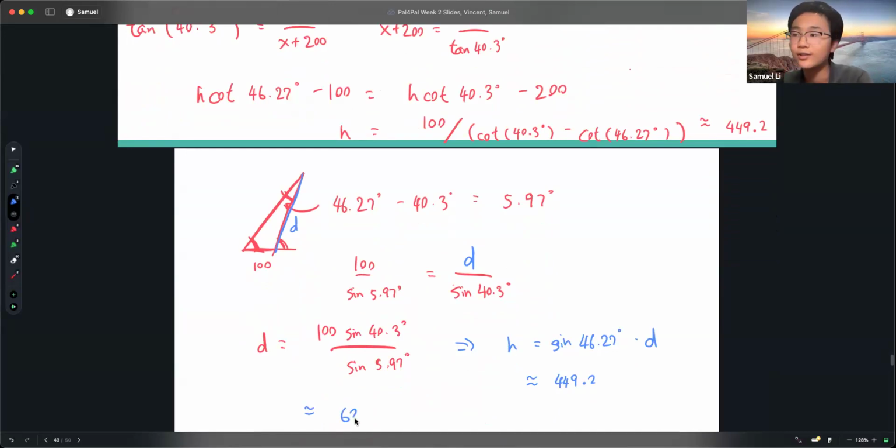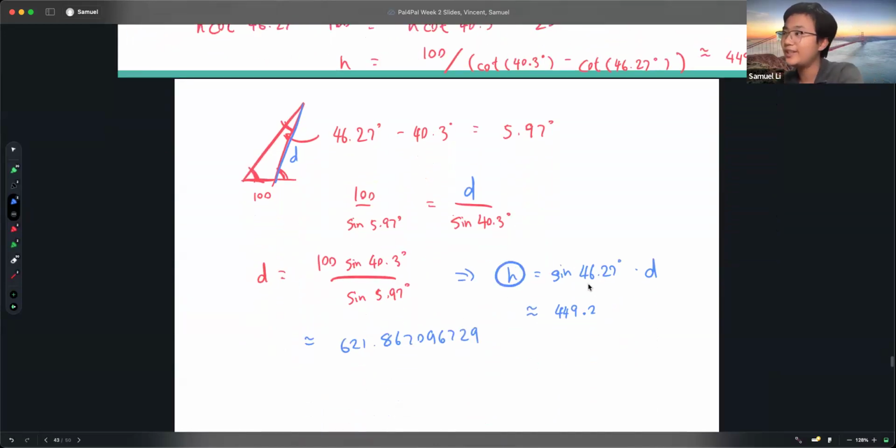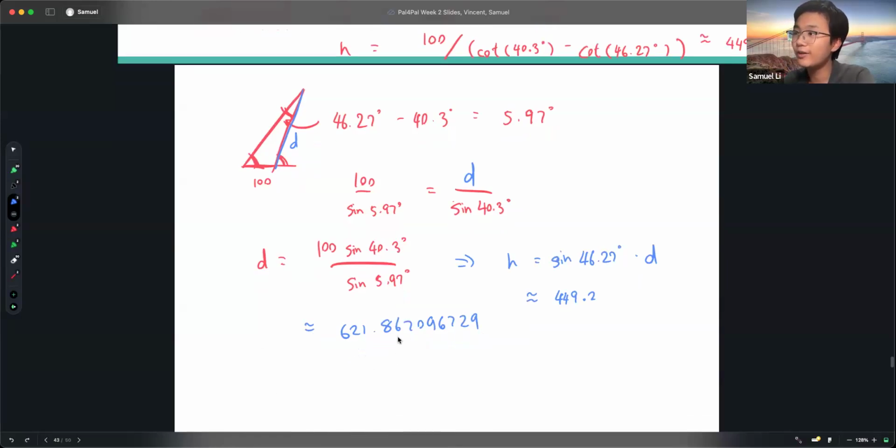D is approximately 621.867096729. And suppose that's what the calculator gives you. So to find H, we'll need to multiply this number by sine of 46.27. So if you just were to type out 621.867 times sine of 46.27 degrees, there is a high potential for it to not provide a precise answer up to 3 significant digits, which is required if you're taking AP Precalculus and stuff.